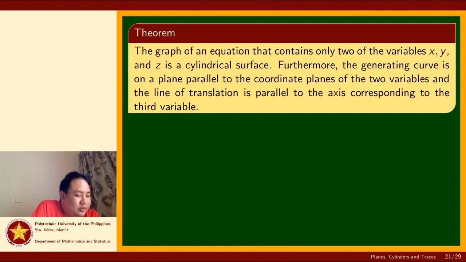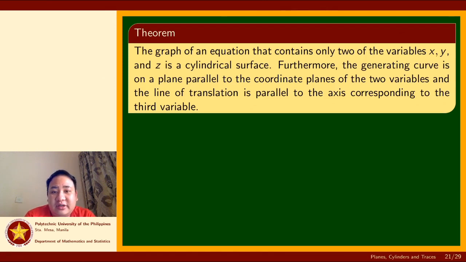Now, if an equation contains only two variables among the variables x, y, and z, let's say an equation that relates x and y only, or x and z only, or y and z only, the graph, they say, is a cylindrical surface.